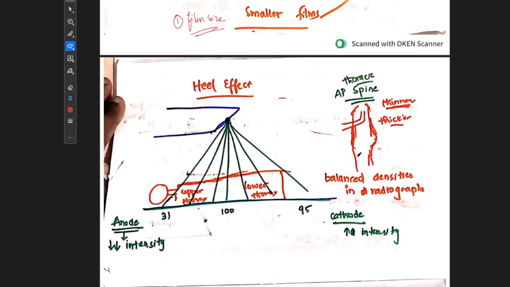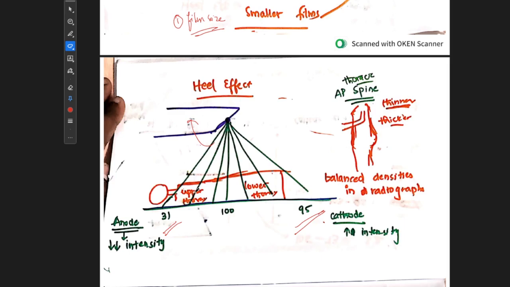So is this Heel effect useful to us or not? We have found a good use for this Heel effect. If you see in the Heel effect, at the anode end, because some of the X-rays are absorbed by the anode, the intensity is less, whereas at the cathode end the intensity is more. So as a result, we can use it to our advantage.